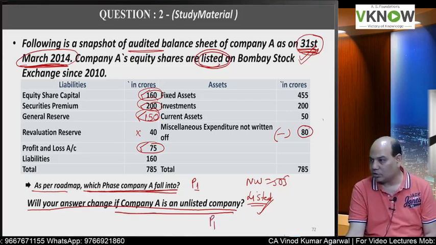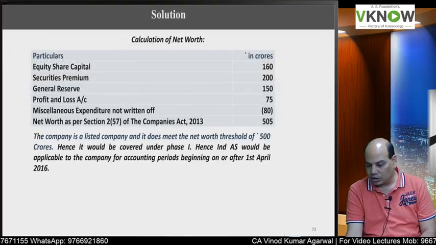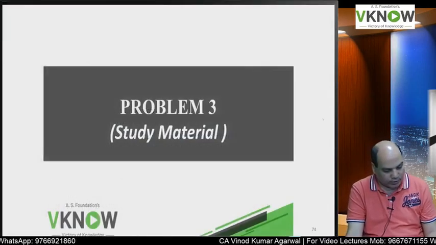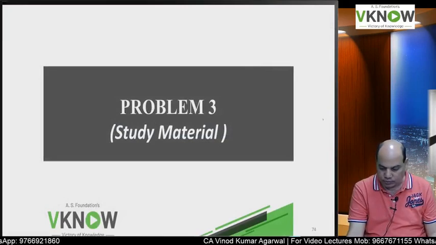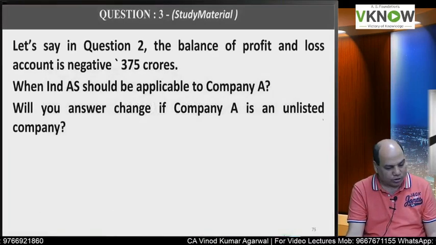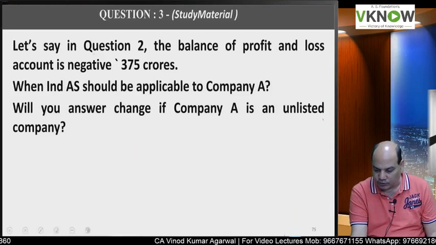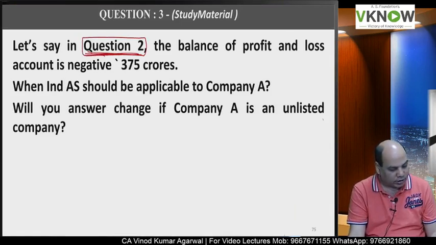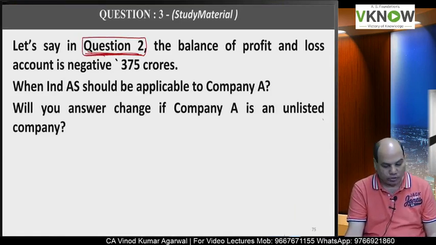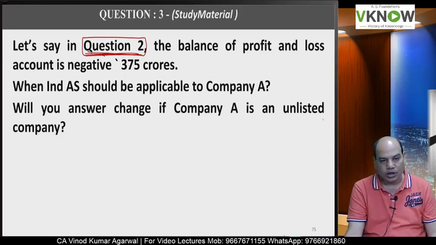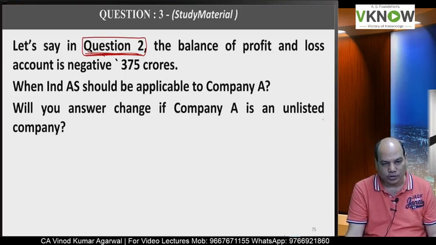Can you write the answer yourself? I have given the answer in the book. Then come to question number 3. This is a continuation of question 2. Just make a small correction in the notes. If it is printed illustration 3, you write there, let us say in question 2. It is written illustration 1, I think. So make it 2. I have just made some change in the order of the question.